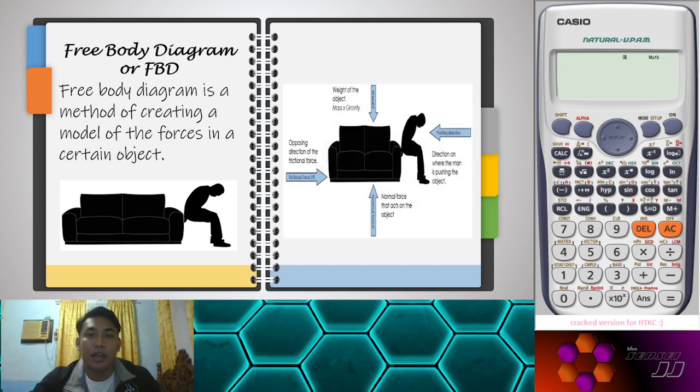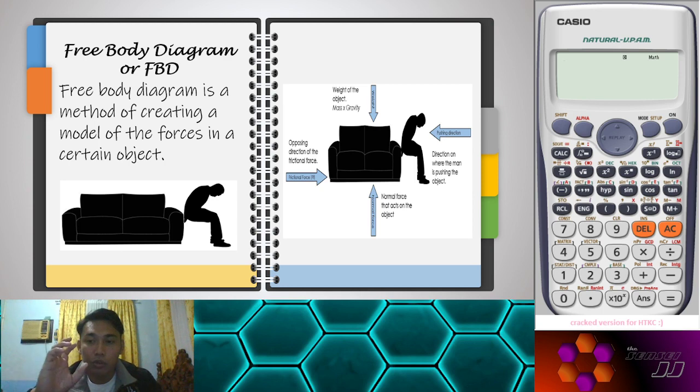As you can see, guys, the sofa is going down with its weight, so that is mass times gravity. The man is pushing to the left direction, so that is the pushing action or the applied force. So we have two obvious forces there: the weight of our sofa, which is mass times the gravitational acceleration, that is our weight. And then the next is the man's pushing action.